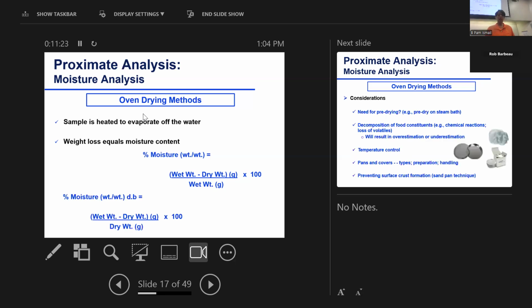Like I said, oftentimes we do things on a dry basis, but moisture on a dry basis might not make sense to you. What does it mean? We need it for calculating isotherm and monolayer. What it tells you is really the ratio of moisture to solid. It's the ratio of moisture content to solid content.